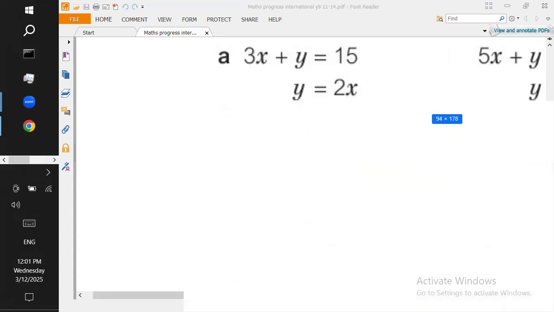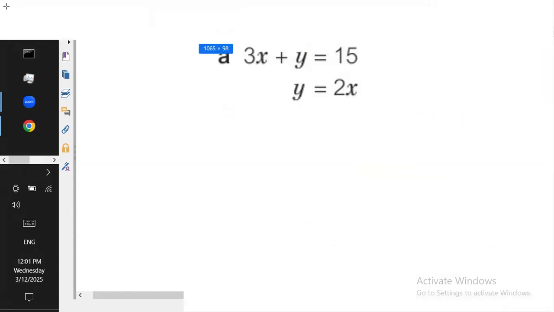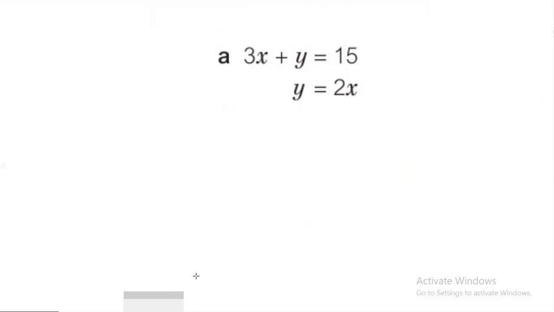Let's cover this, and this here and here. Okay, so first we take a look at the equations that we have here. Let's cover this one too. 3x plus y equals 15. And then y equals 2x. In these simultaneous equations, we're going to take the value of y, which is this one, and substitute it instead of the y in the first equation. So because y equals 2x, I'm going to remove this y and put 2x instead of it.